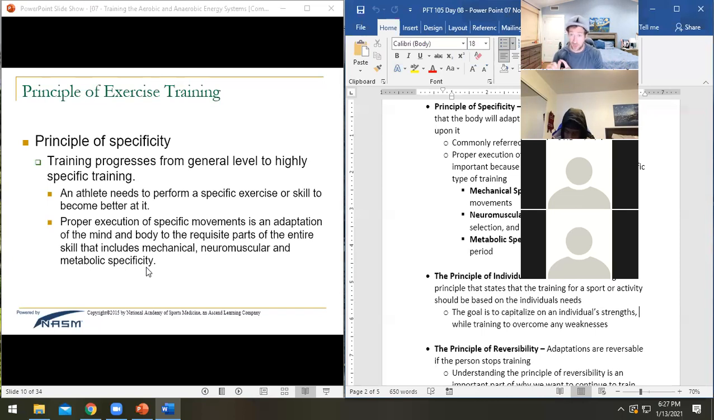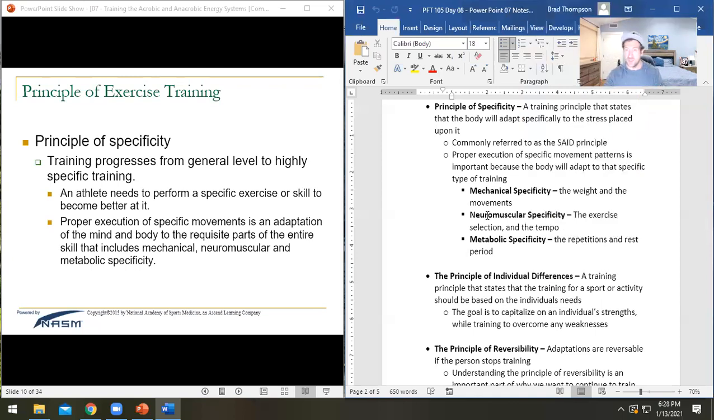Should I do a barbell squat, a squat jump, or a single leg squat? Depends on what my adaptations are. Am I going for stability? Single leg squat. Am I going for strength? Barbell squat. Am I going for power? Squat jump, right? That's neuromuscular. That's the neuromuscular side of specificity, right?